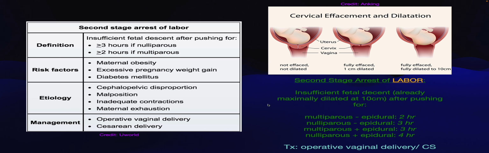Okay, so back to our second stage, which begins at 10 centimeters of cervical dilation, maximally dilated. The definition of the second stage arrest of labor, not arrest of dilation, because we're already maximally dilated, is insufficient fetal descent after pushing for greater than or equal to 3 hours if nulliparous without an epidural, or greater than or equal to 2 hours if multiparous without an epidural. And you just tack on an extra hour with the presence of an epidural.